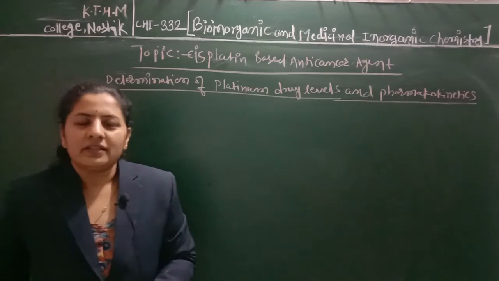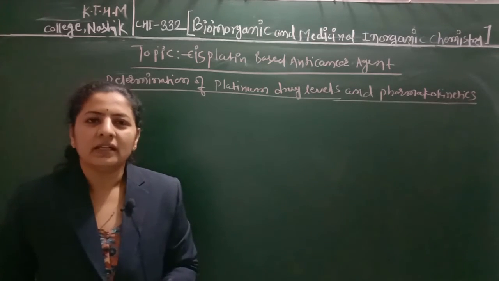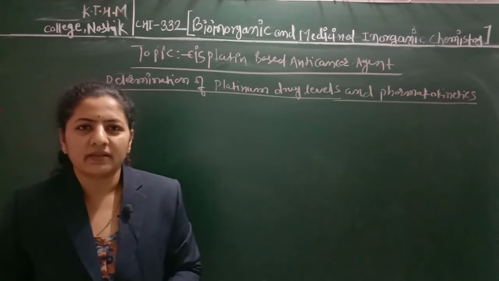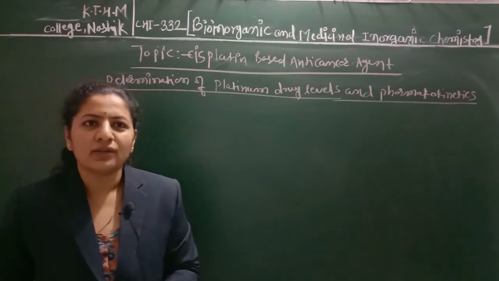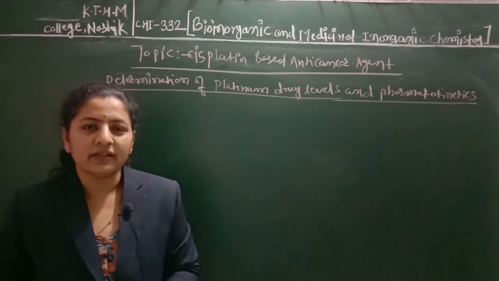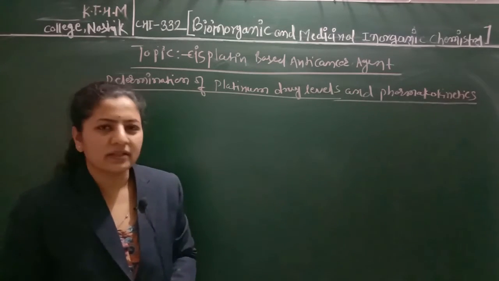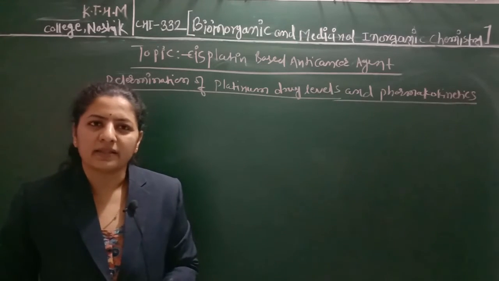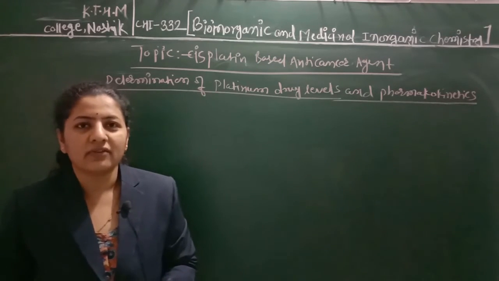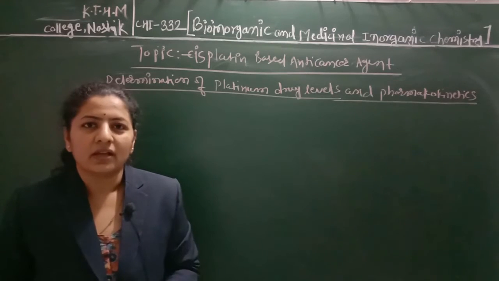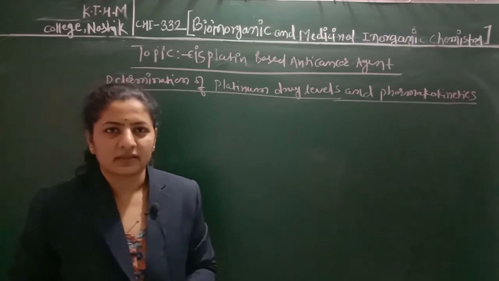Welcome to the lecture. In this lecture, we are going to discuss the various platinum drugs, levels and pharmacokinetics. As we know, there are various platinum drugs like cisplatin, oxaliplatin, nedaplatin, carboplatin. These are all used as anti-cancer agents in the clinic. Now, we are going to discuss pharmacokinetics regarding these anti-cancer platinum drugs, how they can affect and how they can reach the cell and target cells. Before that, we are going to discuss what is meant by pharmacokinetics.